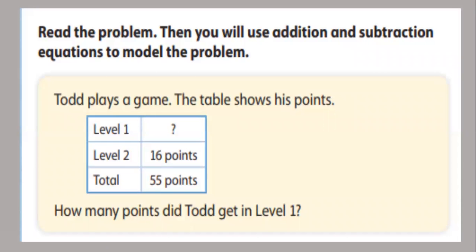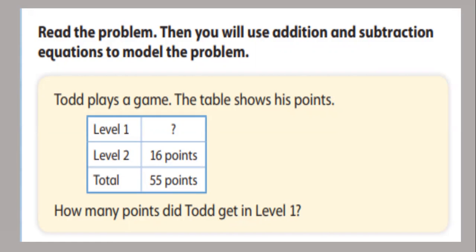The first problem, directions say, read the problem, then you will use addition and subtraction equations to model the problem. Todd plays a game. The table shows points. So here we have a table with information about points for the game that Todd is playing. When he's on level 1, we don't know how many points he has scored. When he's on level 2, he has 16 points. And for a total for the entire game, he has 55 points. So then the question's asking us, how many points did Todd get in level 1?